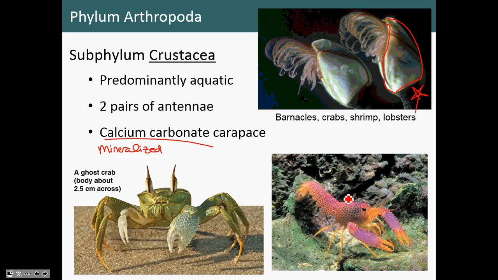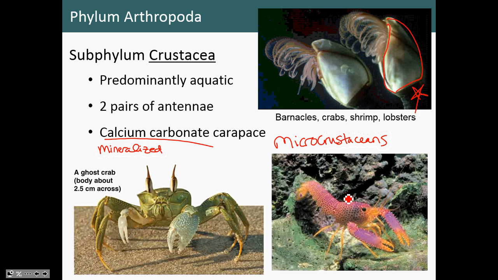Also in this group, though, are all the microcrustaceans that we looked at in our first invertebrate lab. So the aquatic isopods, the little amphipods and the scuds, the daphnia, the ostracods, all of those things are in this group. So 2 pairs of antennae and some calcium carbonate carapace. The microcrustaceans tend to be much less reinforced, but the larger ones are very reinforced.